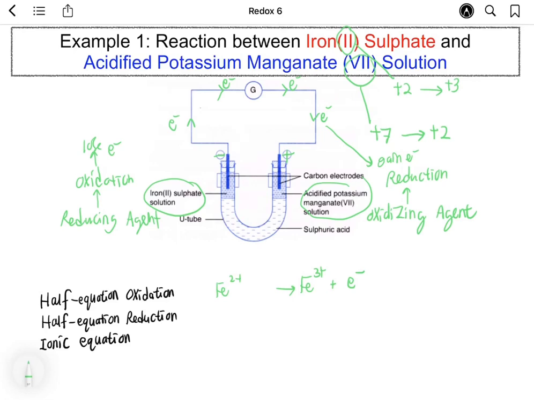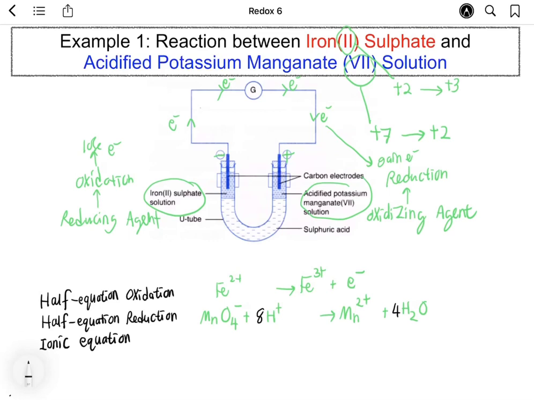by gaining electron. The manganate ion is MnO4-, and the product is manganese Mn2+ ion. So step 2, we add H+ in the reactant, and we add H2O in the product. So step 3, we balance the atom. There are 4 oxygen in the reactant and 1 in the product, so we add 4 H2O, which makes the hydrogen 8. So we put 8 in front of H+, and now all the atoms are balanced.